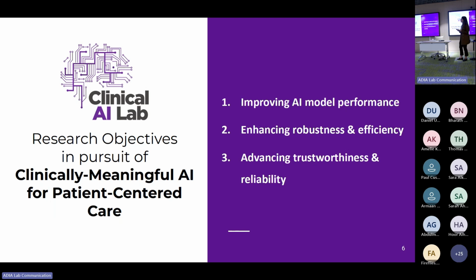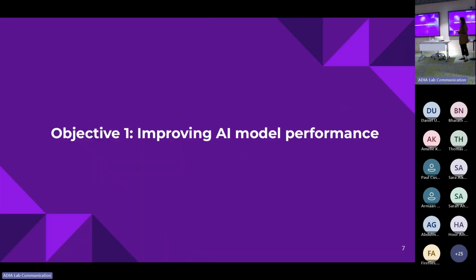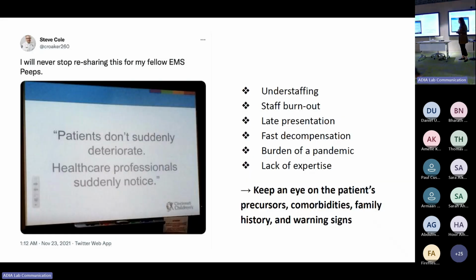And the third one is to advance trustworthiness and reliability in order to make sure that the models are trustworthy from the clinician's perspective or from the end user's perspective. So we look at uncertainty, hybrid decision making, and so on. So starting off with the first one, which is improving AI model performance. So a lot of my work has focused on deterioration prediction to begin with.